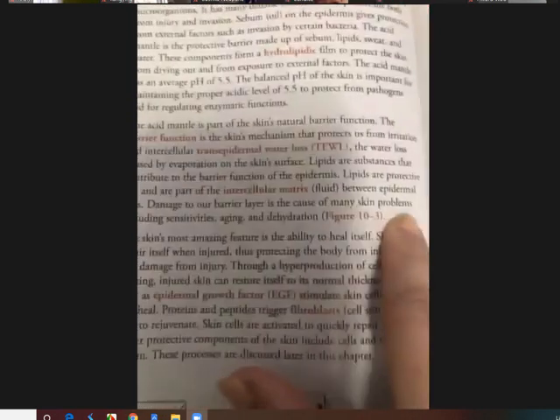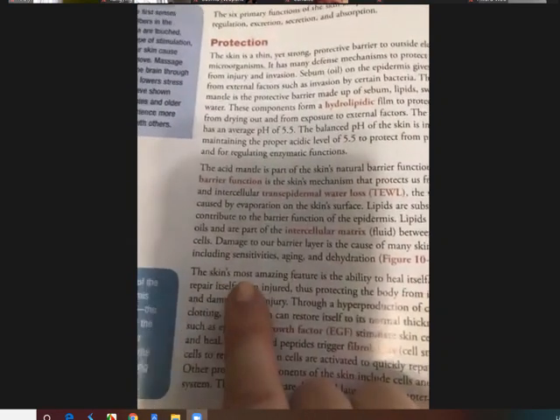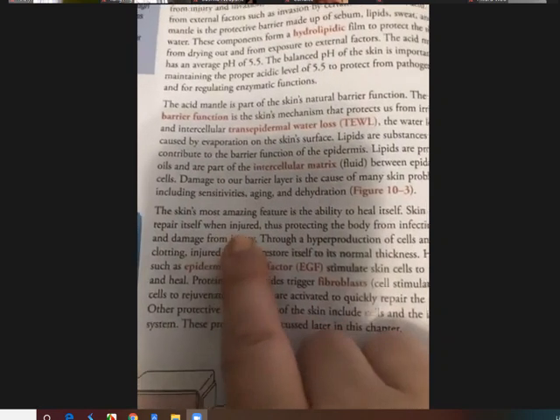Okay. So the lipids are protective oil and part of your intercellular matrix between your epidermal cells. So damage to our barrier layer is the cause of many skin problems, including sensitivity, aging, and dehydration. So the skin's most amazing feature is the ability to heal itself. The skin can also repair itself when you're injured, so protecting the body from infection and damage from the injury, through a hyperproduction of cells and blood clotting.